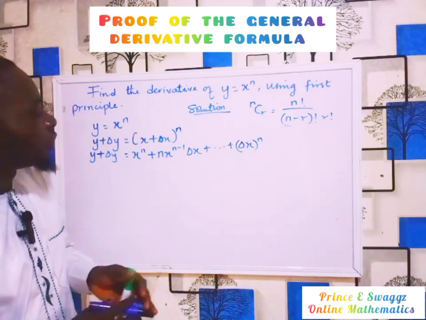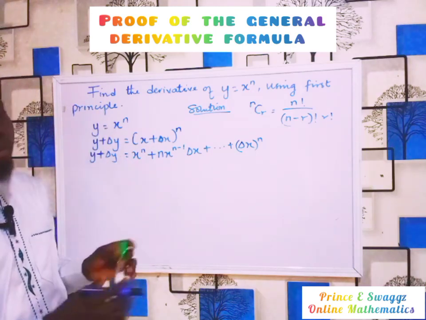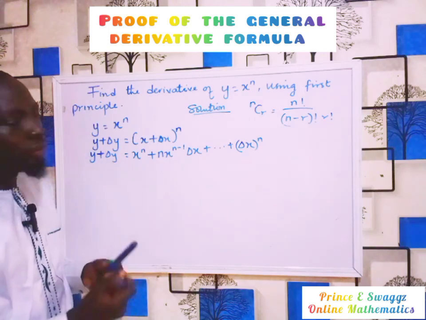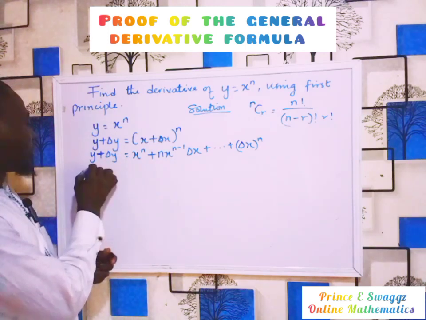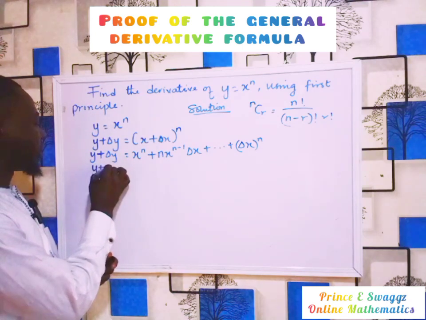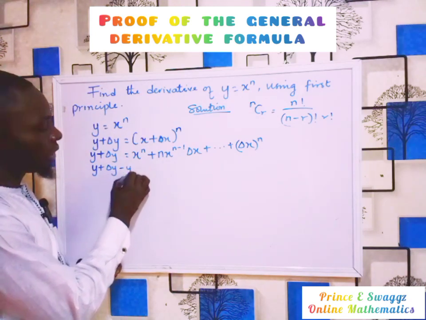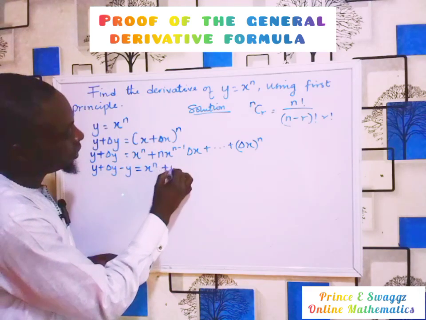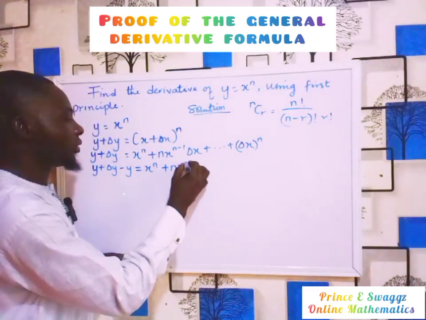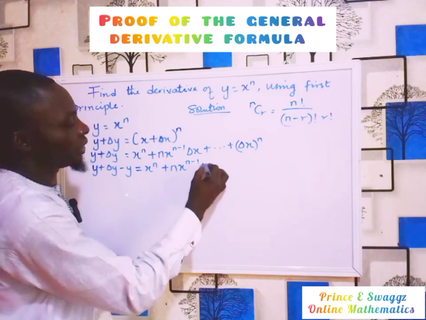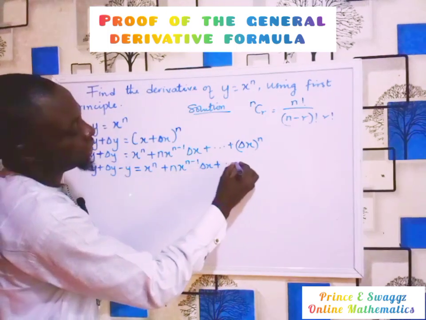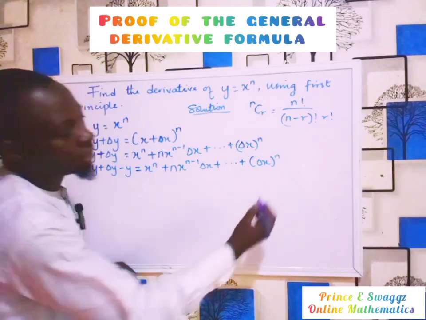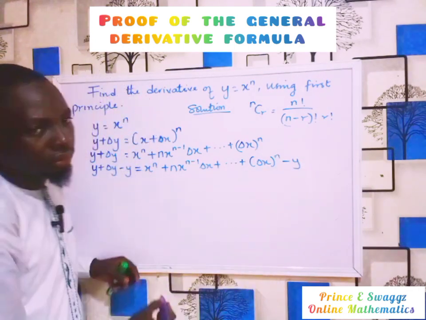The next thing now is to what? To subtract the function from both sides, which is the function now is y. So you are subtracting y from both sides. That will give us y plus delta y minus y equals x to the power n plus n x to the power n minus 1 delta x dot dot plus delta x all to the power n minus y.